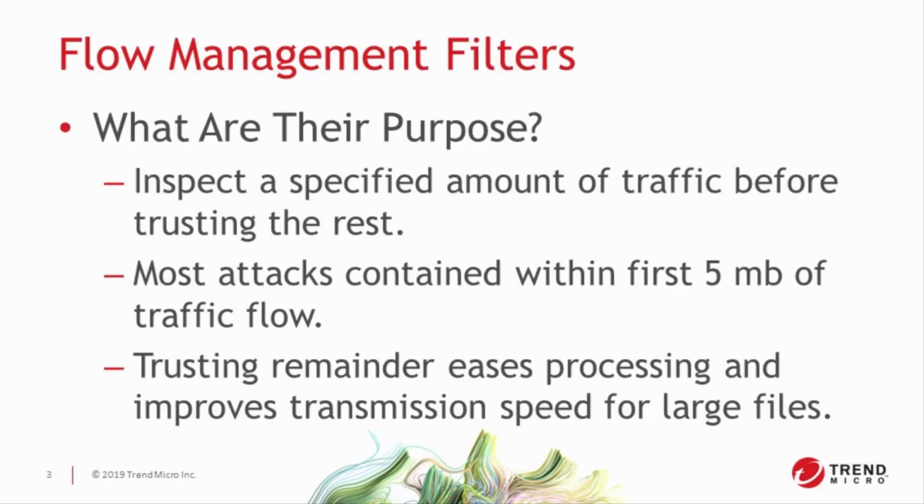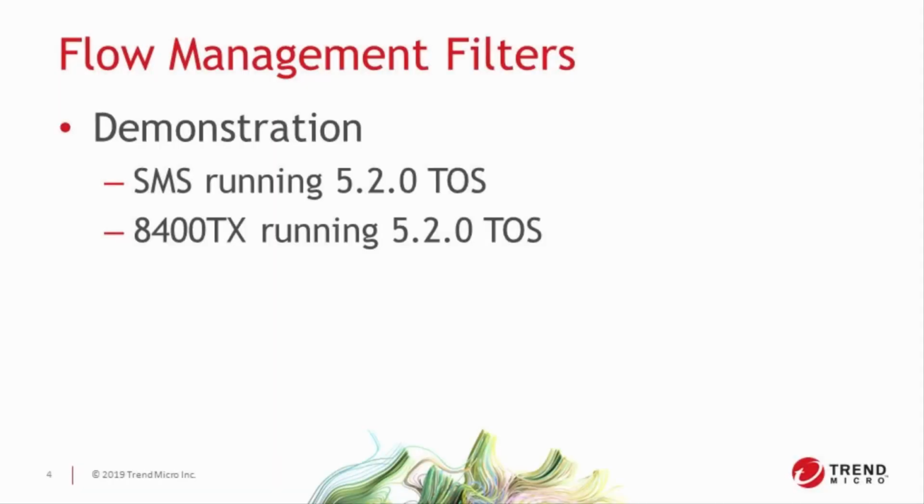What's important to understand is that in the vast majority of traffic, attacks are contained within the first 5 megabytes of the flow, which means once that initial 5 megabytes has been thoroughly inspected, you can let the rest of that traffic pass uninhibited, and that speeds your transfer throughput. We've got some options you can use to tweak how these filters work in case that's a little less secure than you care for, but that's something I'll walk you through in our demo.